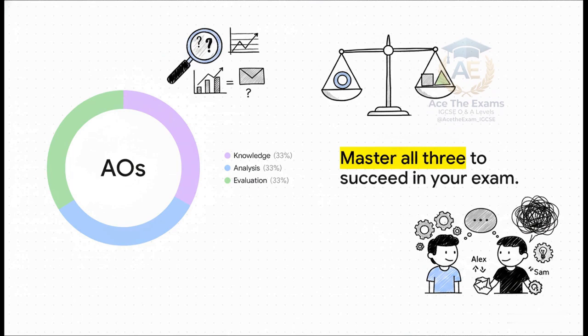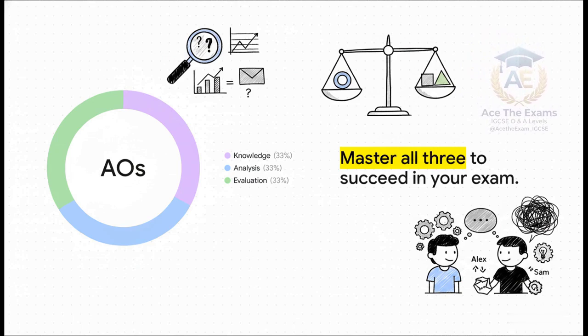completely distinct cognitive domains. Assessment Objective 1 is your knowledge and understanding. Can you actually define the terms? AO2 is analysis. Can you process the raw data logically? And AO3 is evaluation. Can you judge the outcome and make a bulletproof recommendation?